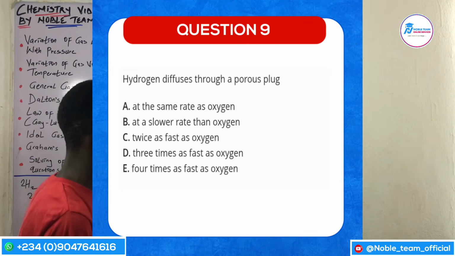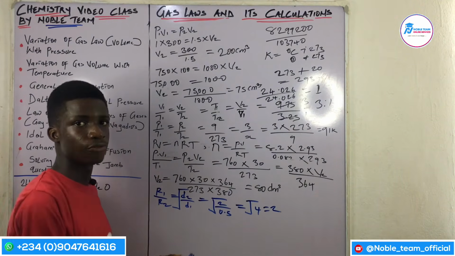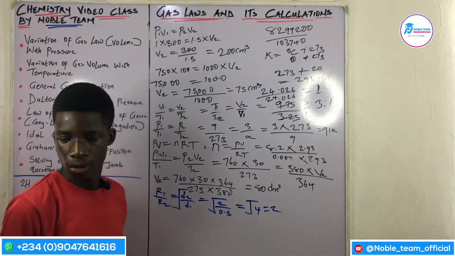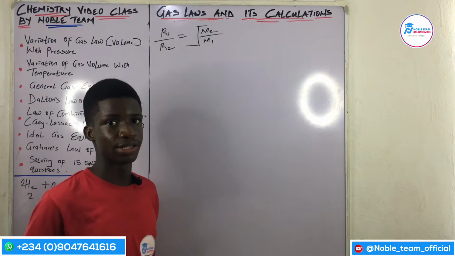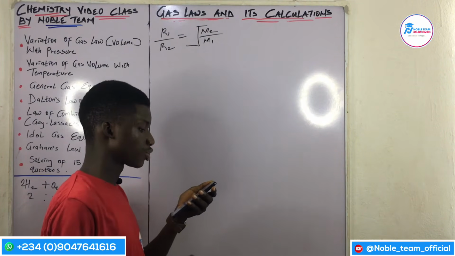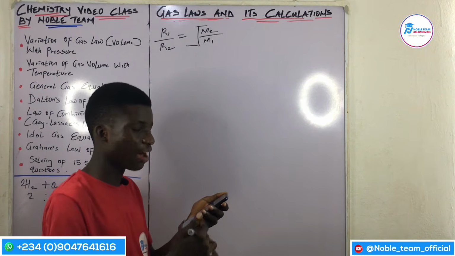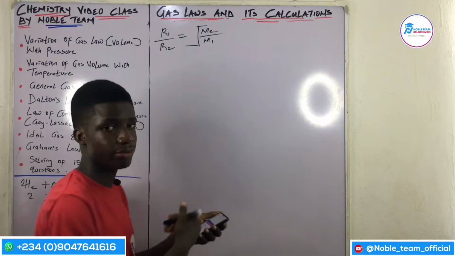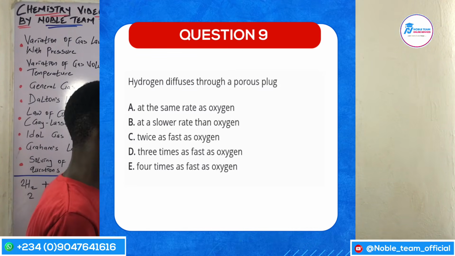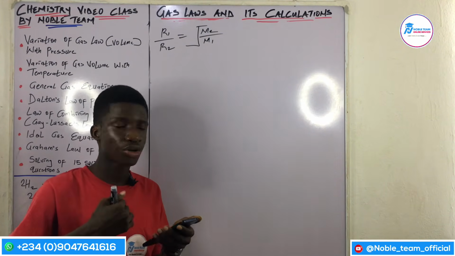Now let's solve together, but before we solve, let me wipe out this so we can have a space for this. So I'm going to pause the video. So I've wiped the board so we can have enough space to solve. So this question 9, it says hydrogen diffuses through a porous plug. So I've read out the options. So now let's solve. In this question, if you look at the options, they're talking about oxygen.